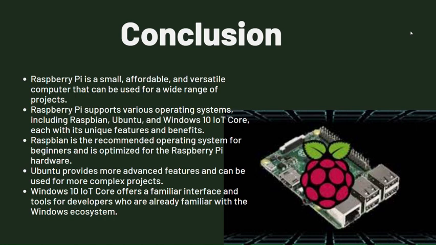Ubuntu provides more advanced features and can be used for more complex projects. Windows 10 IoT Core offers a familiar interface and tools for developers who are already familiar with the Windows ecosystem.